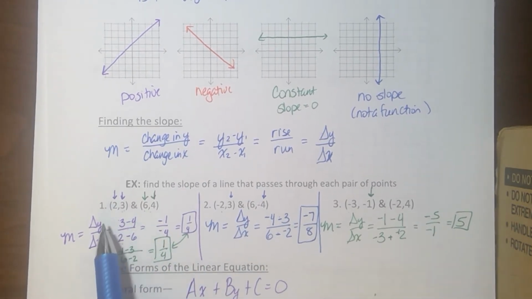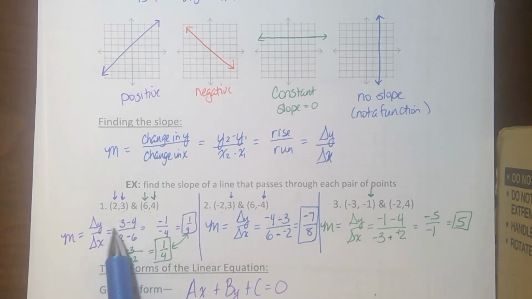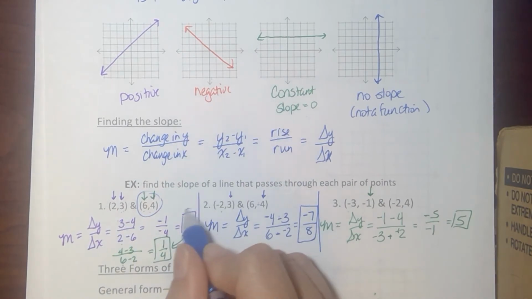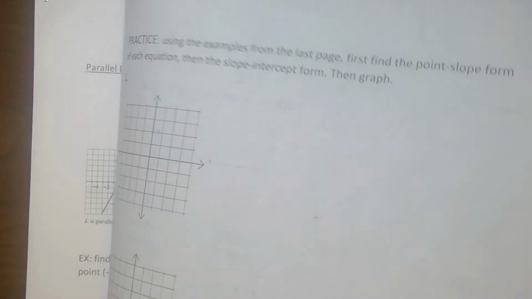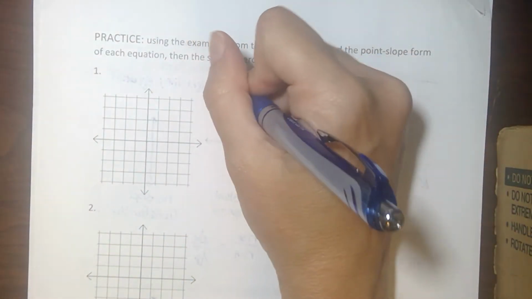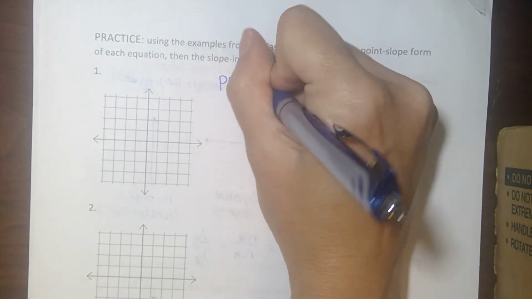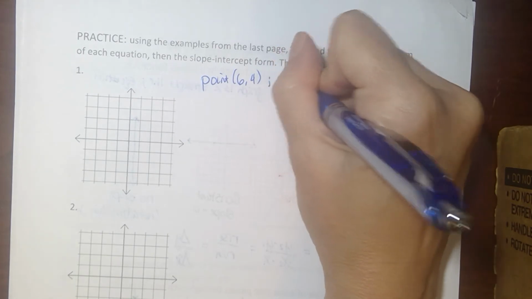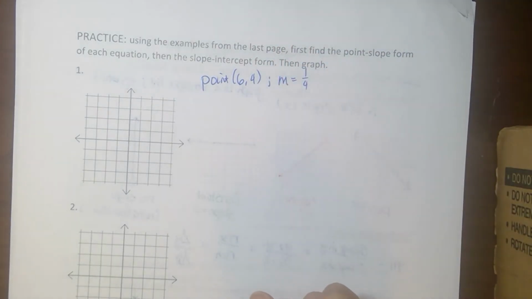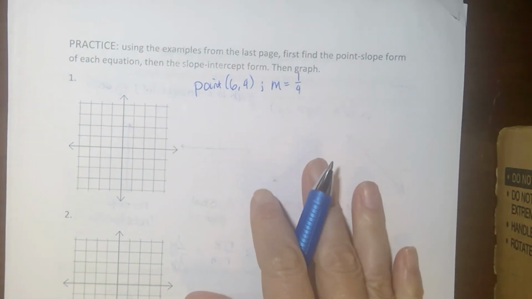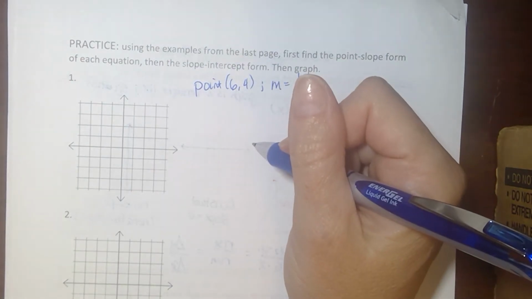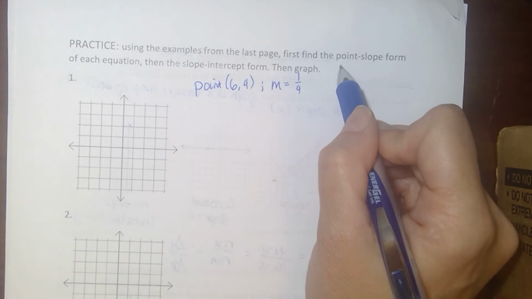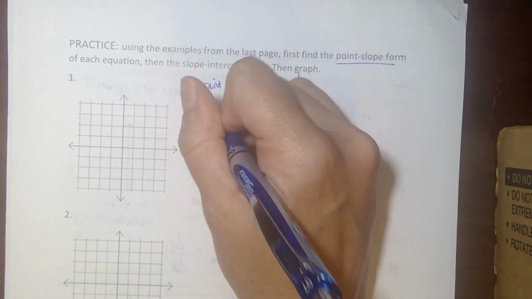So we can choose either one of these points to use. Let's choose this point, 6, 4, and then we're going to use our slope as 1/4. And we are going to graph that line. So we have the point 6, 4 that we know is on the line, and we have a slope value of 1/4. We're told to start with the point slope form of the line. Sorry, I'm confusing my terms today.